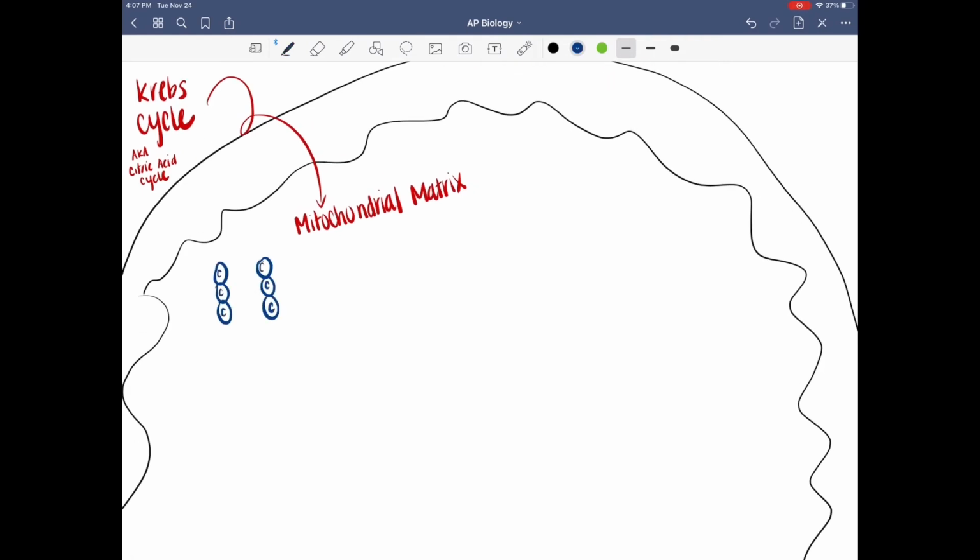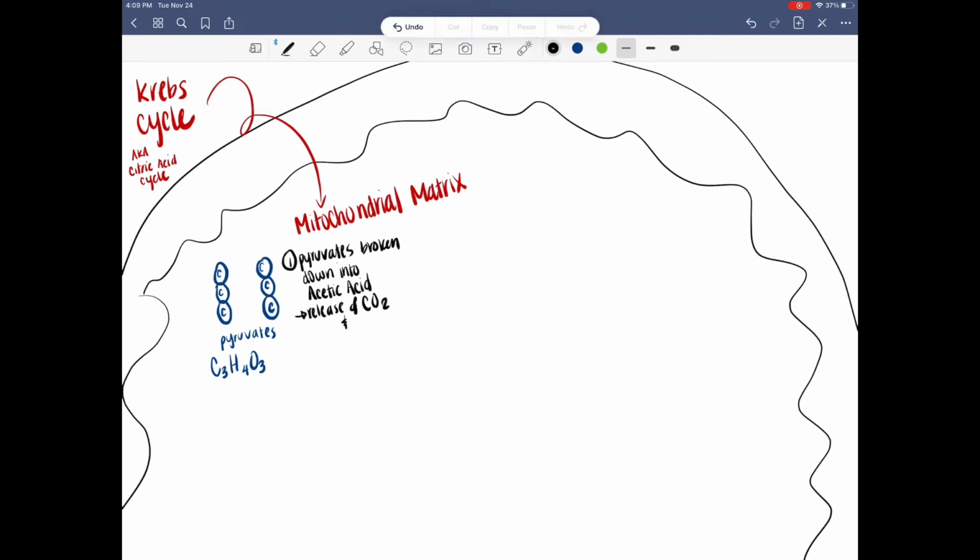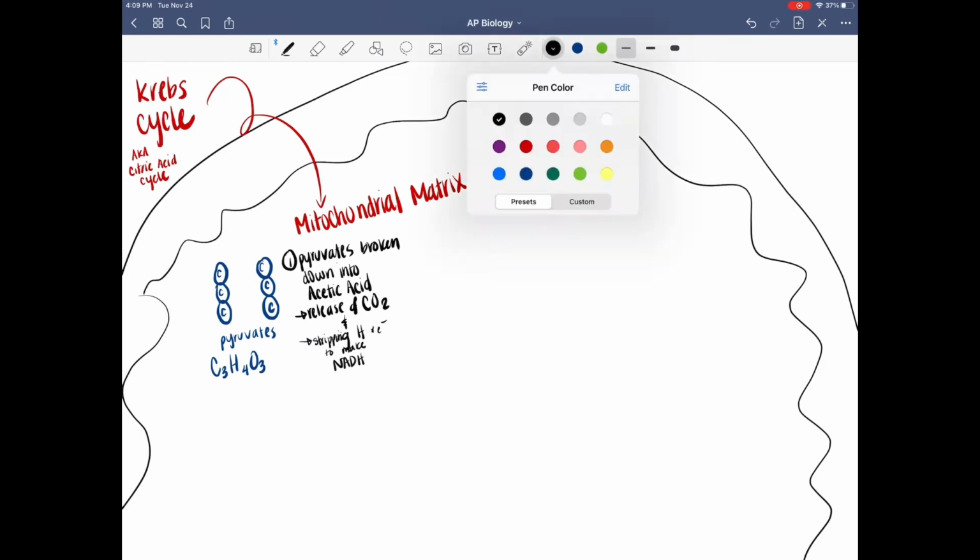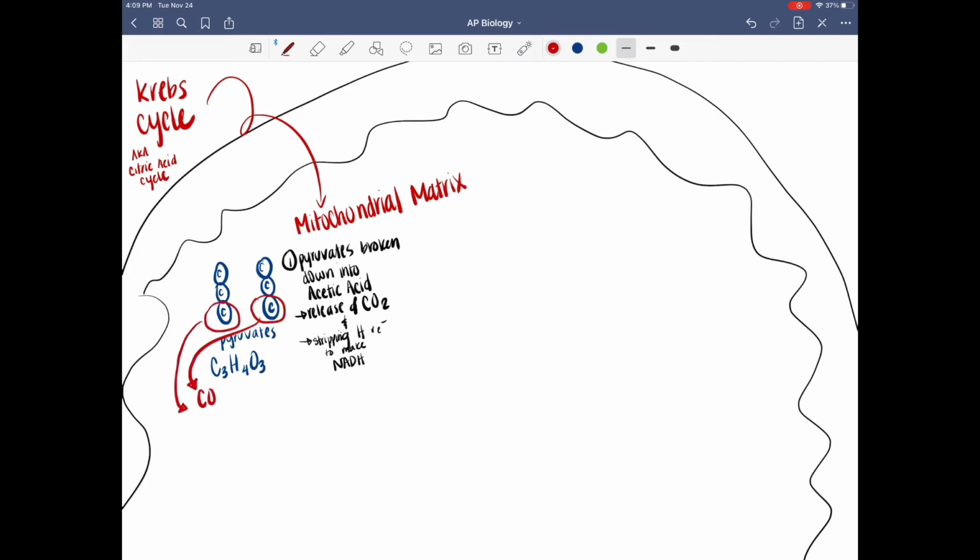So we're starting with those 2 pyruvates that we made in glycolysis, and our first step is going to be where those pyruvates are broken down into acetic acid. To do that, we are going to be releasing some carbon dioxide, and we are going to be releasing some hydrogen electrons to make NADH. So we take that 1 carbon off from each pyruvate, create carbon dioxide, we take NAD+, we strip the hydrogen from the molecule, create NADH, and the molecule we are left with is our acetic acid.